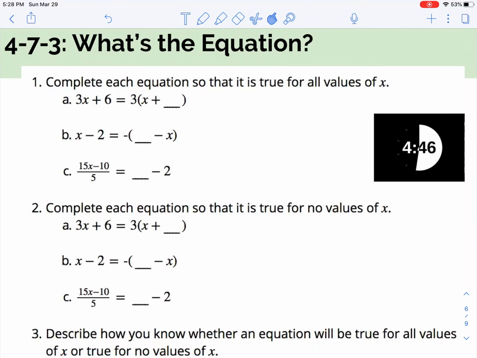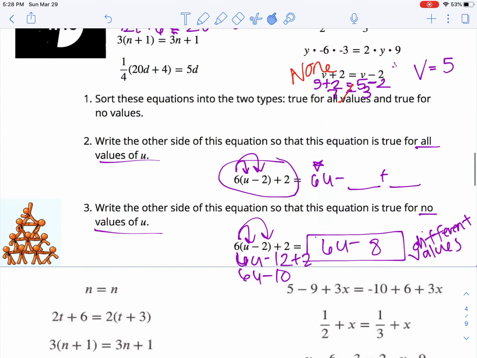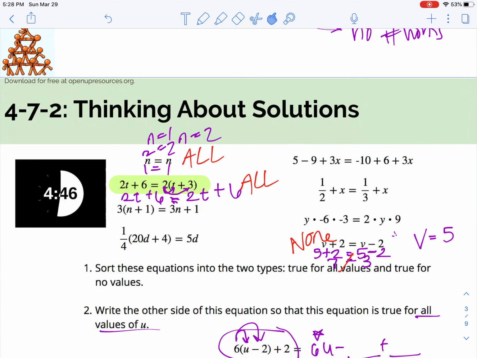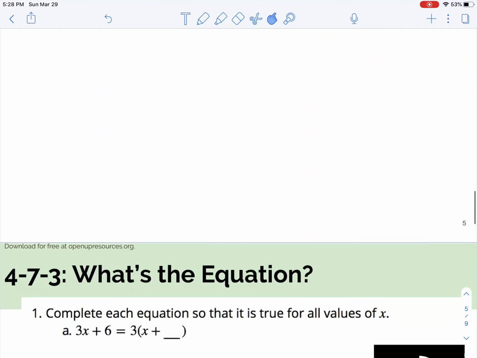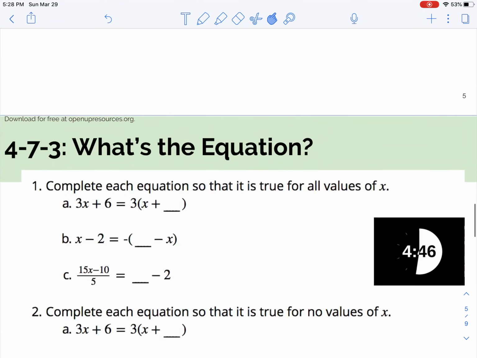They want you to fill in the blanks for the equation to make it either true or not true. So for number 1, they're saying they want you to make it so it's true for all values of x. So that's like up here, right? Like this green one that I highlighted, where it's the same on both sides, right? Like 2t plus 6 is 2t plus 6 or whatever. So 3x plus 6 equals, you literally have to make sure it's also 3x plus 6, right? So 3x plus 6 equals 3 times x, right?